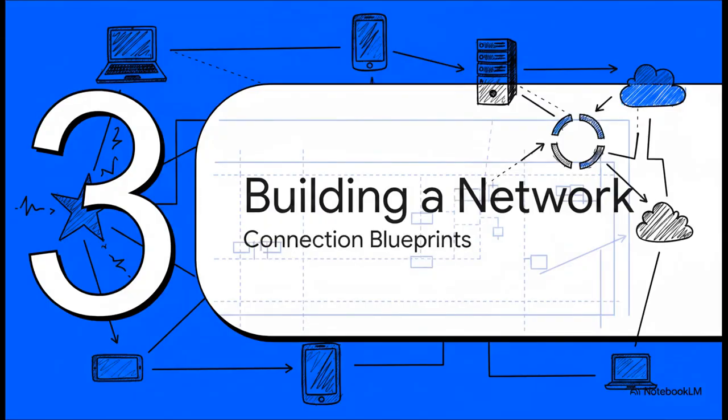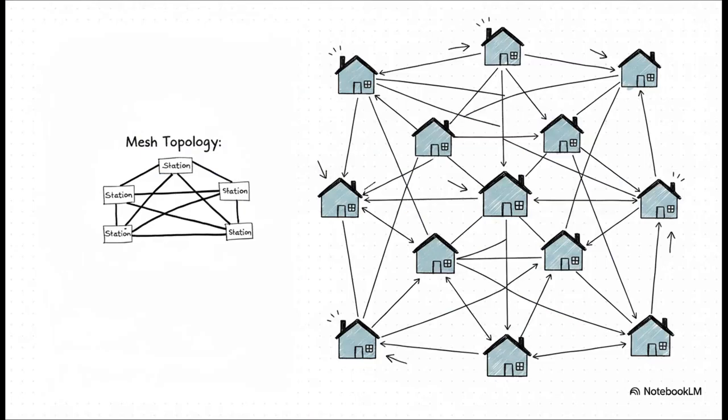All right, so what happens when we start connecting more than just two devices? Well, that's when we get a network. And the specific way we arrange all those connections, kind of like the blueprint for the network, that's called its topology. First up, we've got the mesh topology. And just look at it. It's this incredibly connected web where every single device is connected directly to every other device. The analogy is perfect. It's like having a private road from your house to every other house in the city.